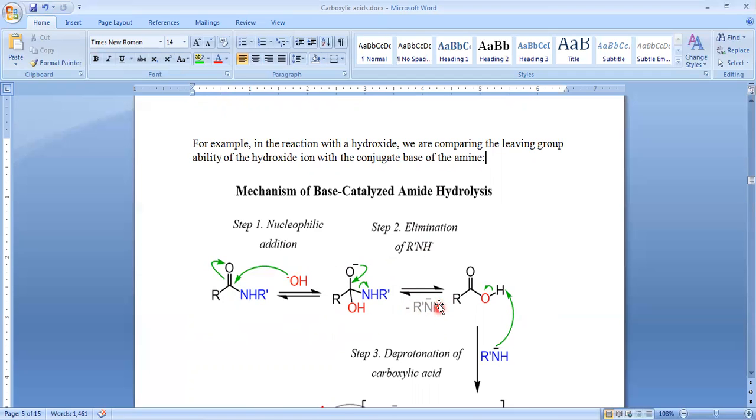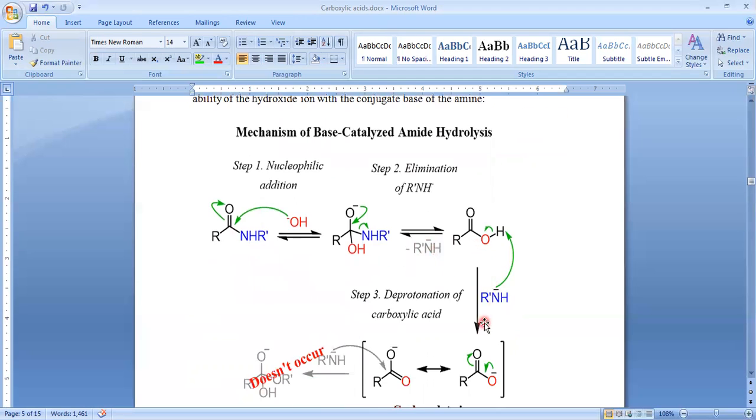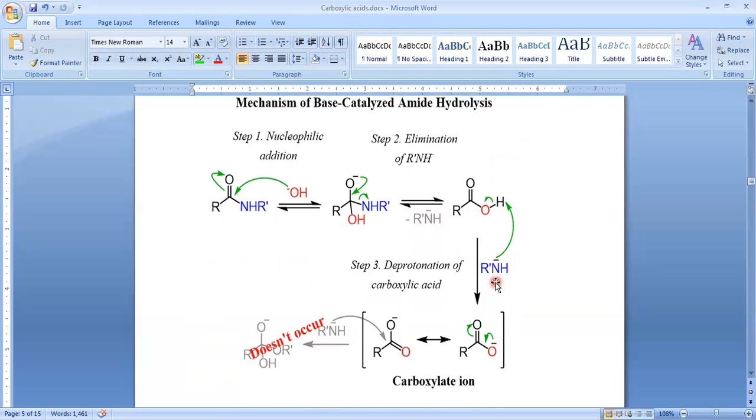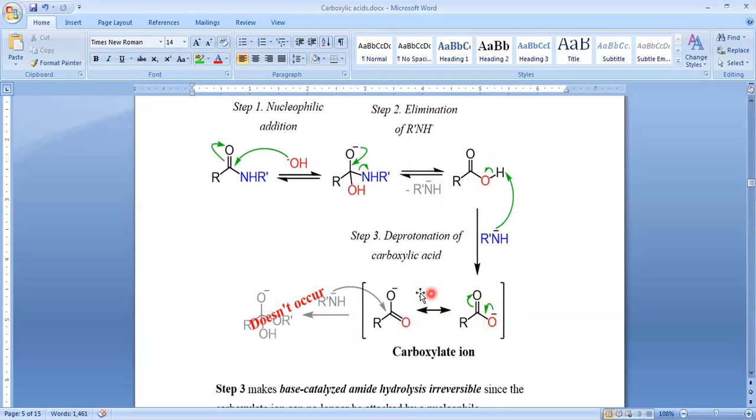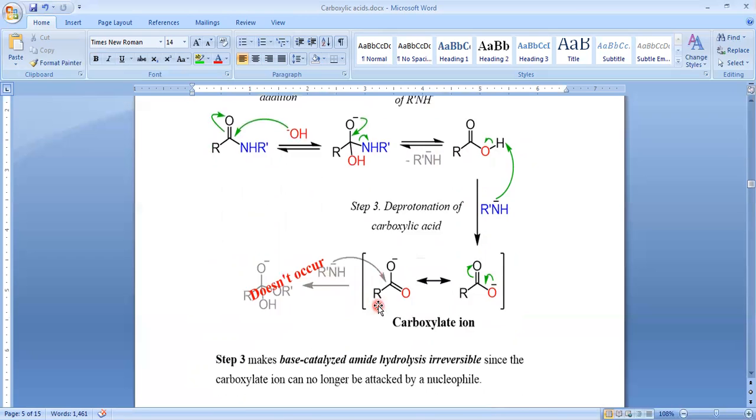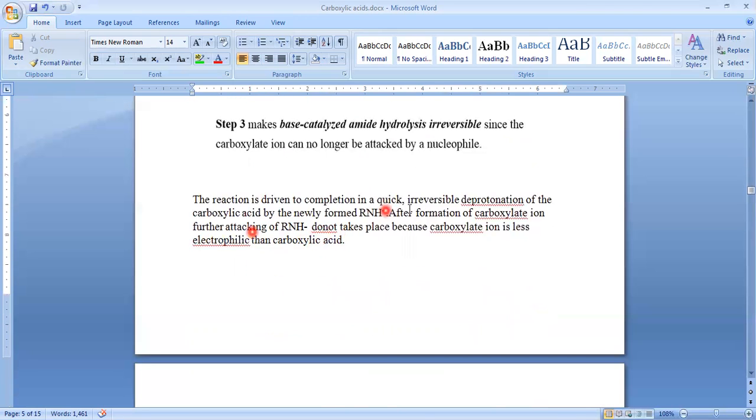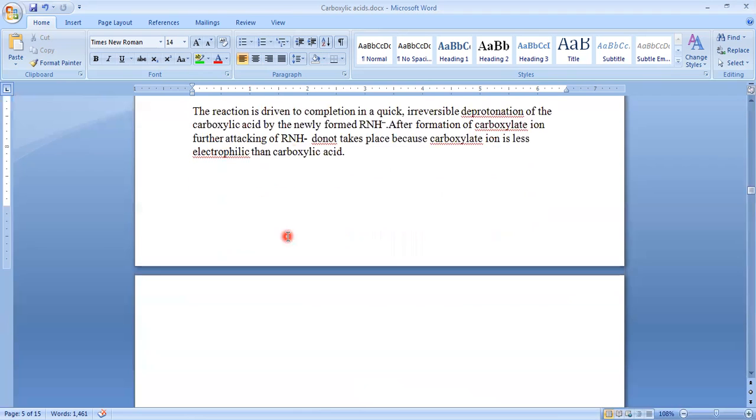So we get this group, and again it is strongly basic in nature, so it accepts the proton from the acid. See, it is an irreversible step, and this step is known as deprotonation. Deprotonation results in a salt of the carboxylate ion. This carboxylate ion participates in equivalent resonance, so it is not attacked by R minus or RNH minus. Here I have given some explanation.